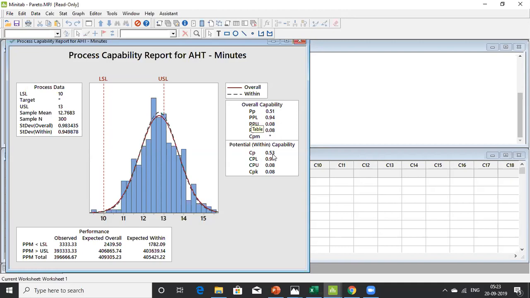What I mentioned earlier, anything equal to 1 and above would be a good process, which means that the process is capable of meeting the expectation of the customer. And it's clear from the graph itself, a lot of things are going beyond the upper specification limit, right? I've mentioned it as 14 and then 13, and there are a lot of data points taking more than 13. So which is why my CP is 0.53 and my CPK is further low, which is 0.08.